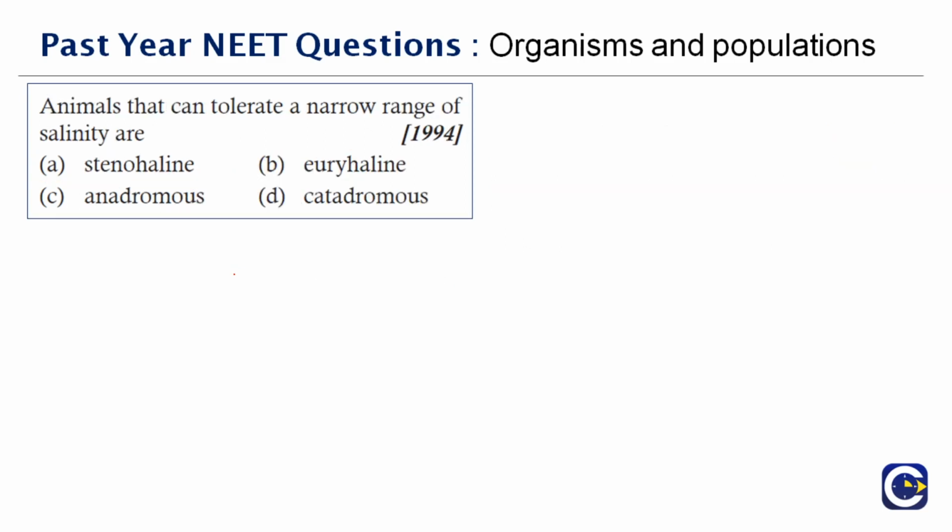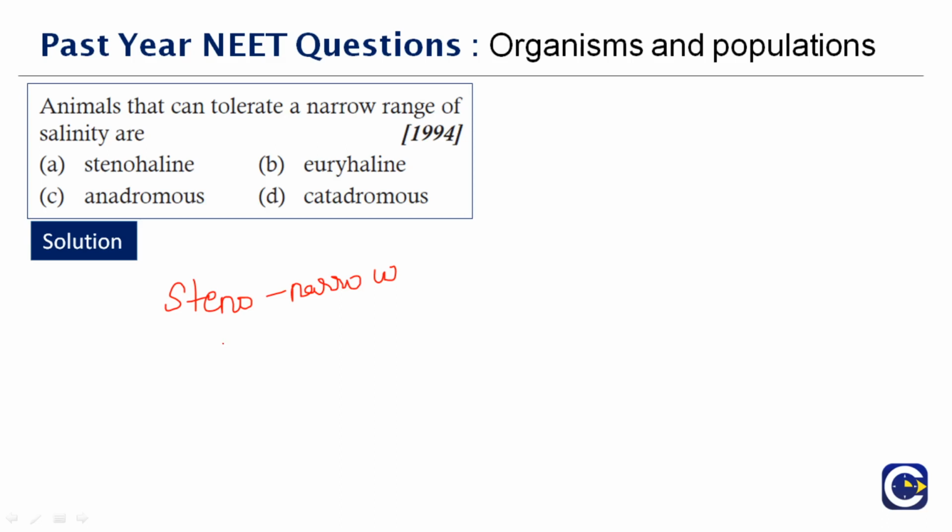Next question here: animals that can tolerate a narrow range of salinity are dash. You have 4 options here: stenohaline, euryhaline, anadromous, and catadromous. The right answer is stenohaline. Steno means narrow. Maybe you need to know this. Steno means narrow. Okay, now you can analyze. Haline means salt, that we know. A fish cannot handle a wide fluctuation in the salt content in water.